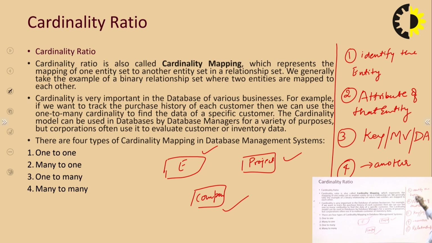Identify these 5 steps: identify the entity, its attributes, key attributes, multi-value attributes, and derived attributes; identify another set of entities; and then make the relationships in the given scenario. This is how to draw an ER diagram for a given scenario.